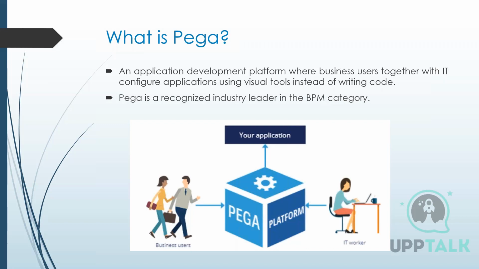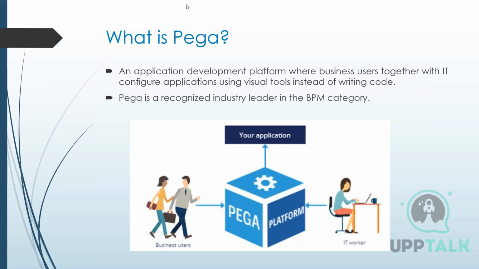Obviously we know it's a low code platform where you don't need to write code much. Most of it deals with the visual tools. But when I say visual tools, it doesn't mean just simple drag and drop. No, there's a lot more beyond that. We'll be looking into it. And Pega is also considered one of the pioneers in the BPM category because of the ease of use and the accelerated application development.